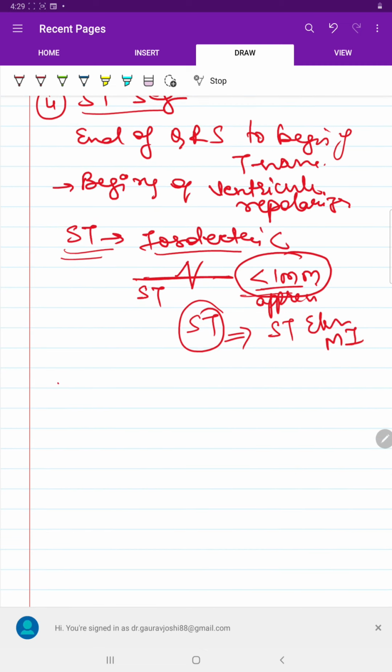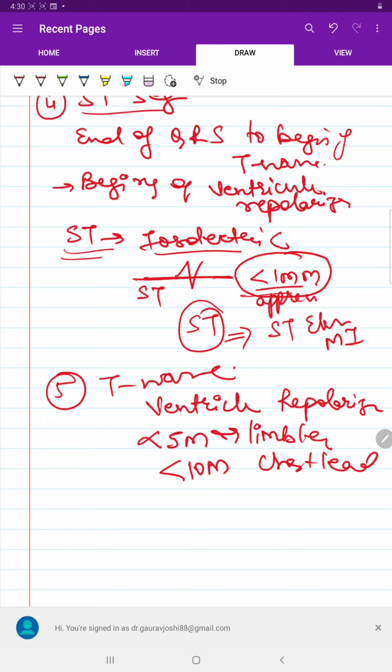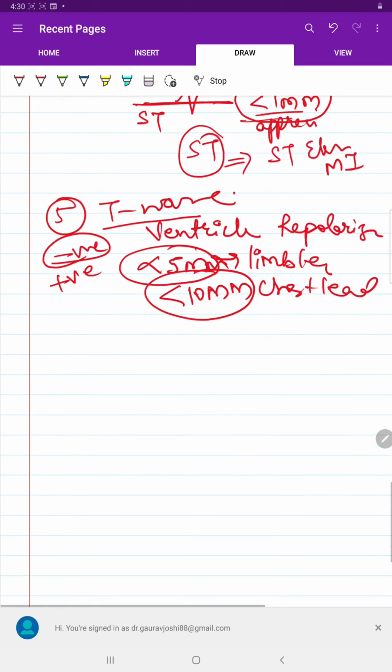And now coming towards the fifth, that is the T wave. What is the T wave? It's ventricular repolarization. It is less than 5 mm in limb leads and less than 10 mm in chest leads. So now we know that the T wave can be positive or negative, but it cannot be more than 5 mm or 10 mm. Again, we need to know these normal values.